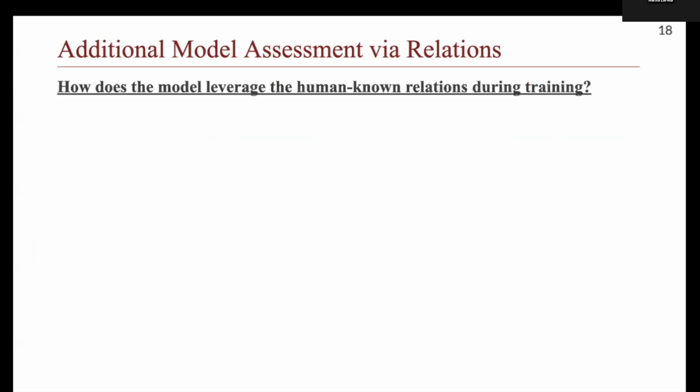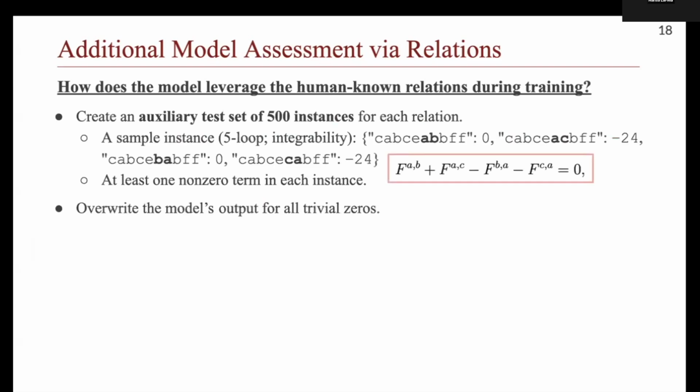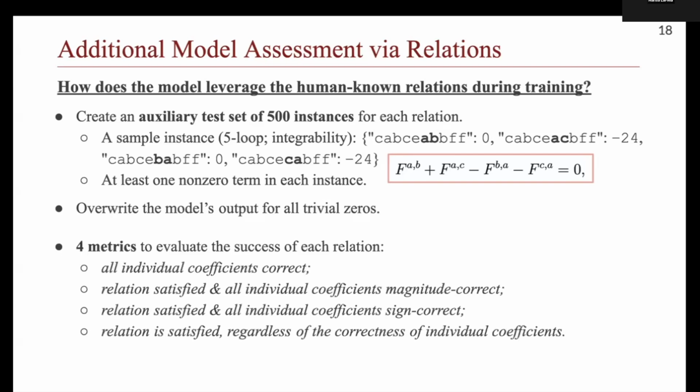Okay. We also want to assess whether the model is utilizing the relations that we humans already know among the coefficients. So we design an auxiliary test set composed of several hundred instances of each relation. For example, for this particular relation, we construct these instances and evaluate whether the model has predicted this particular relation instance correctly. These are the metrics we use to evaluate the model's success. I will explain more when I show the results.